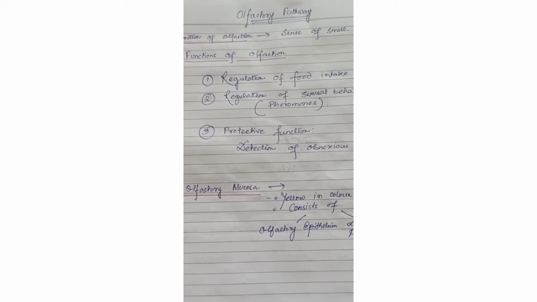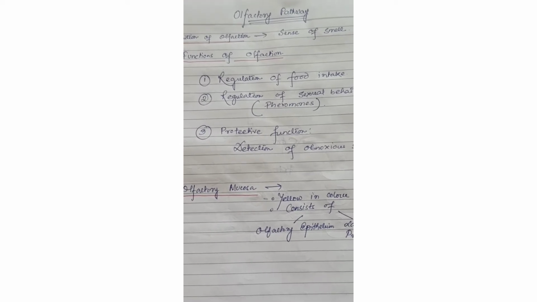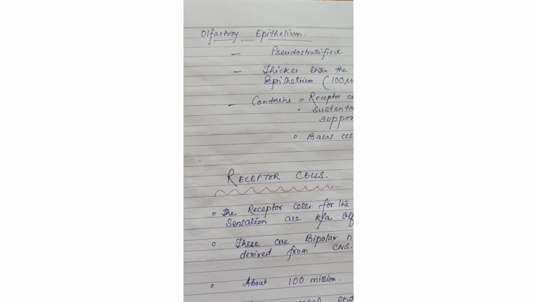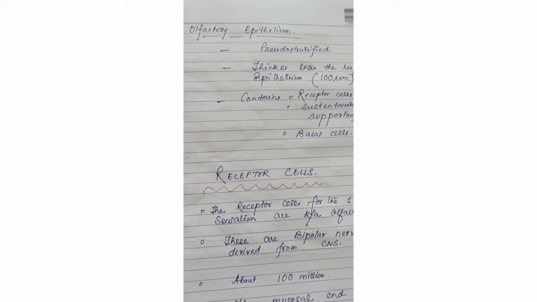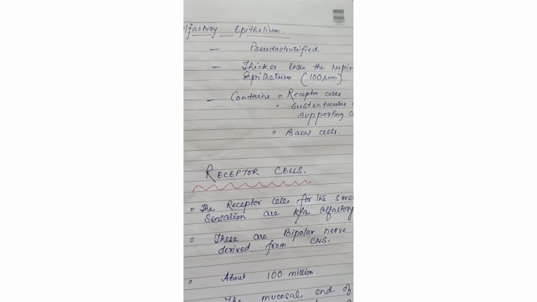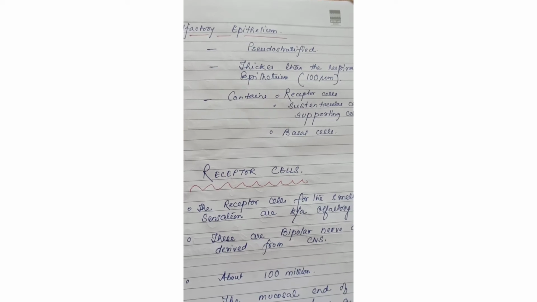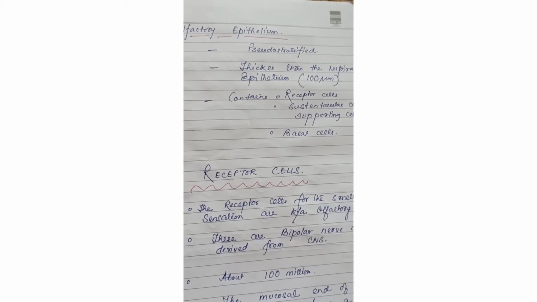Now the olfactory mucosa. It is yellow in color and consists of olfactory epithelium and lamina propria. Olfactory epithelium is pseudostratified. It is thicker than the respiratory epithelium. It contains three types of cells: the receptor cells, sustentacular cells or supporting cells, and the basal cells.